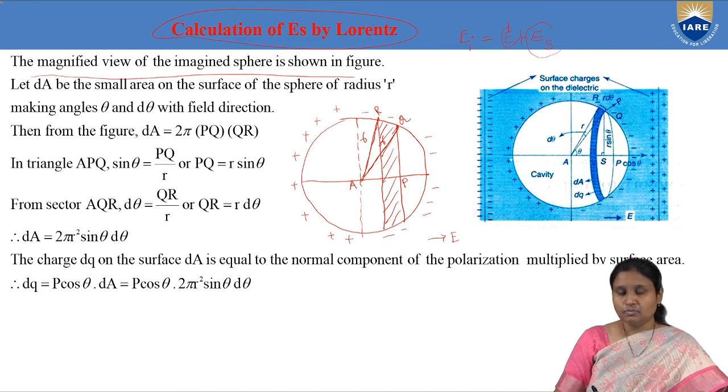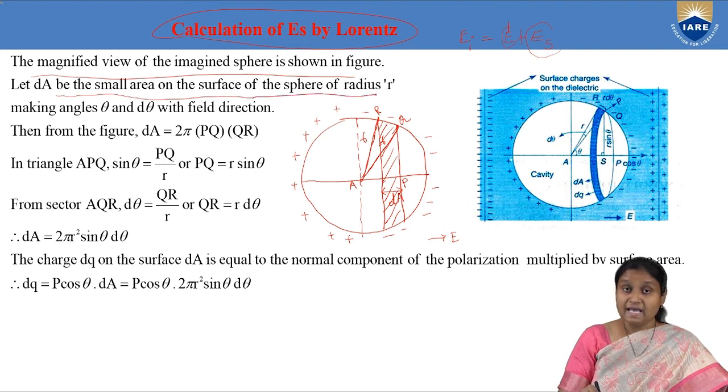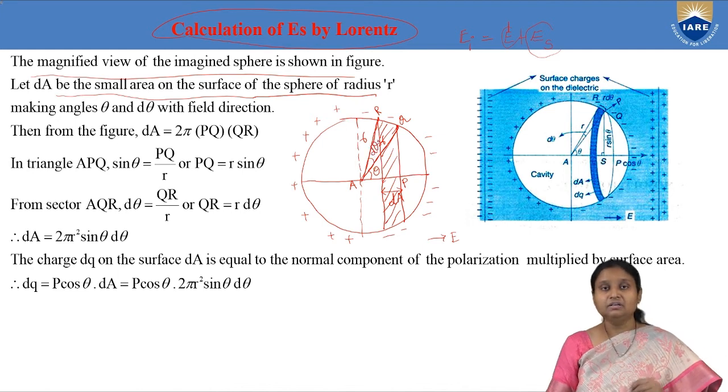And then next, I have selected a small strip, and let us say that the area of this small strip is dA. What is dA? dA is the small area on the surface of the sphere of radius R, and this area is making angle theta and d theta with the field direction. And what is the direction of field? This is our field direction. So this small area is making angle theta, as well as angle d theta, with the field direction.